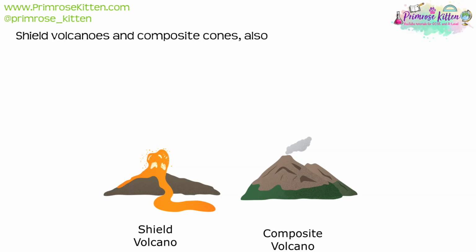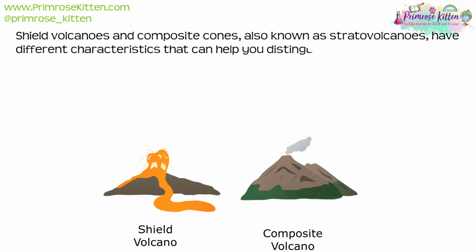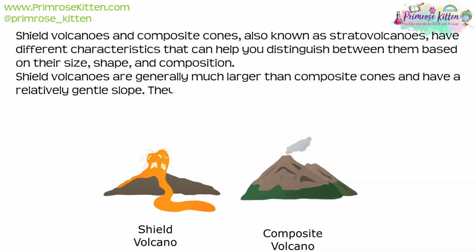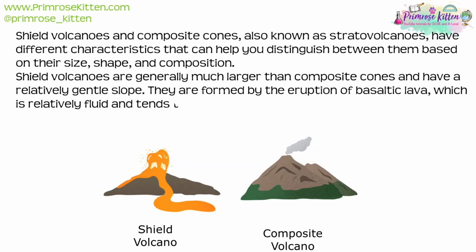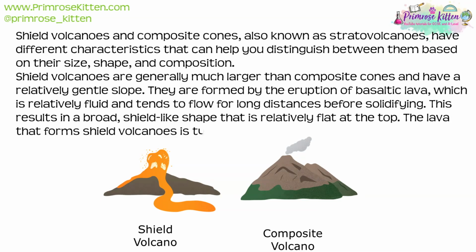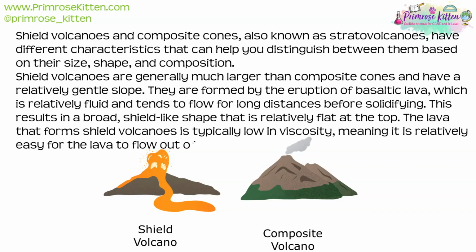Shield volcanoes and composite cones, also known as stratovolcanoes, have different characteristics that can help you distinguish between them based on their size, shape, and composition. Shield volcanoes are generally much larger than composite cones and have a relatively gentle slope. They are formed by the eruption of basaltic lava, which is relatively fluid and tends to flow for long distances before solidifying. This results in a broad shield-like shape that is relatively flat at the top. The lava that forms shield volcanoes is typically low in viscosity, meaning it is relatively easy for the lava to flow out of the volcano.